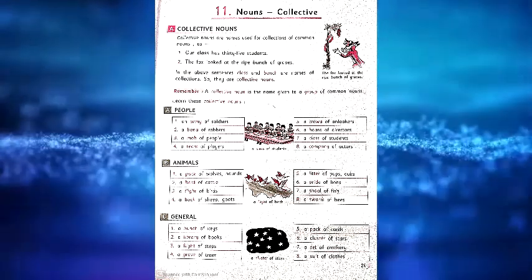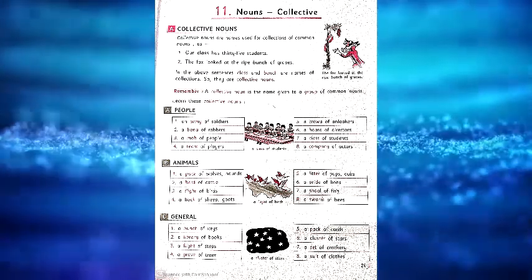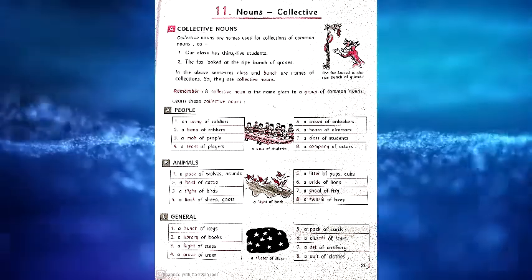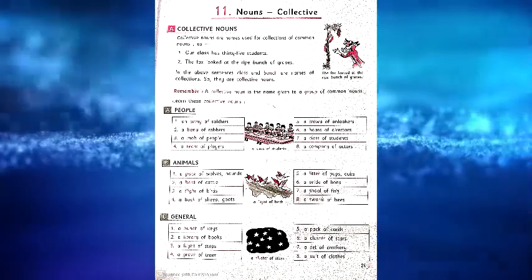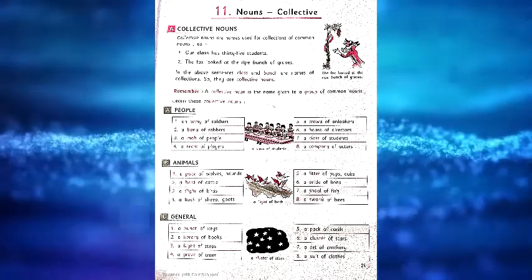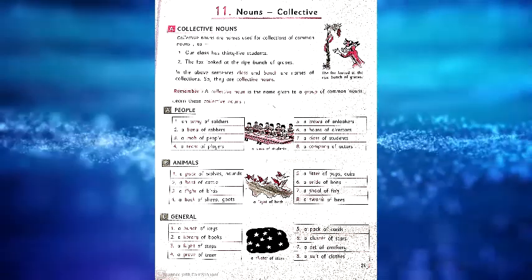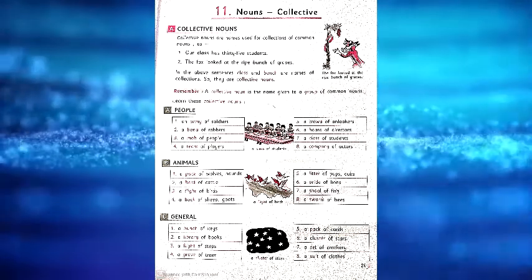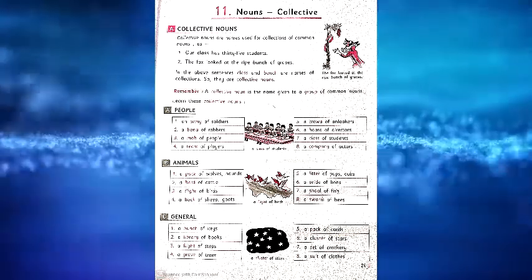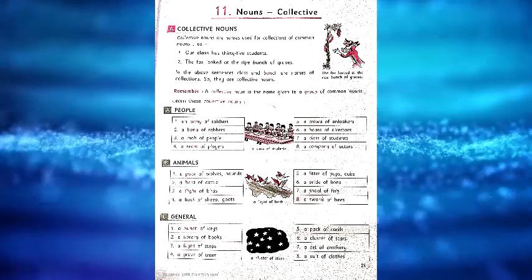A pack of wolves, a herd of cattle, a flight of birds, a flock of sheep, goats, a litter of pups, cubs, a pride of lions, a shoal of fish, a swarm of bees. These are all considered as the collective nouns in the case of animals.